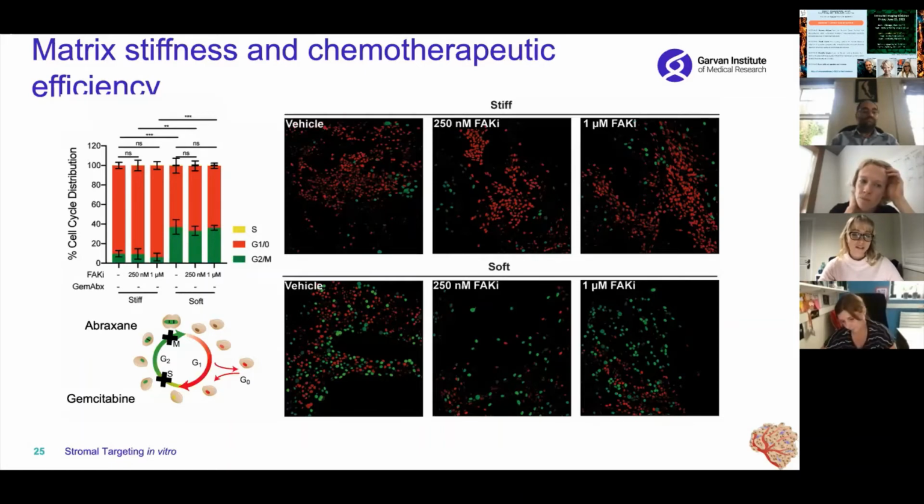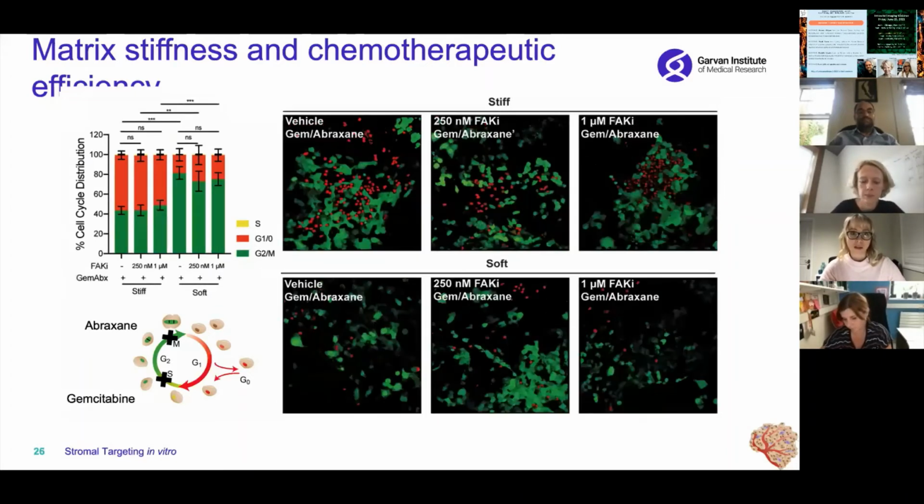And when we add our FAK inhibitors on top of this, this doesn't change, which suggests that it wasn't necessarily the FAK inhibitors themselves that were shifting KPC tumours into G2M, but rather the changes in the fibrosis and the stiffness of these tumours that then rendered the cells more vulnerable to subsequent chemotherapy.